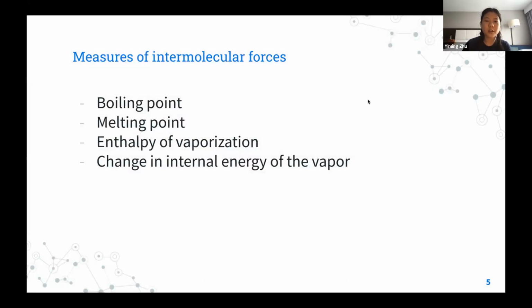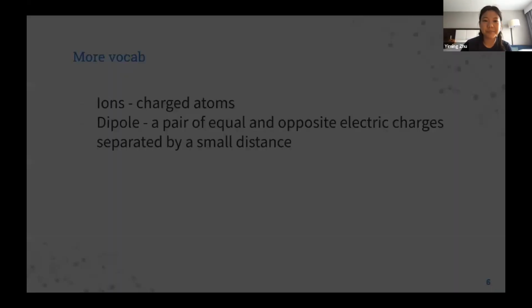All right. So some measures of intermolecular forces include boiling point, melting point, enthalpy of vaporization, and a change in the internal energy of the vapor. So basically, these are just ways that you can measure what is going on, or how much of the intermolecular forces there are. But honestly, I don't think this is as important to what we're going to be talking about today.